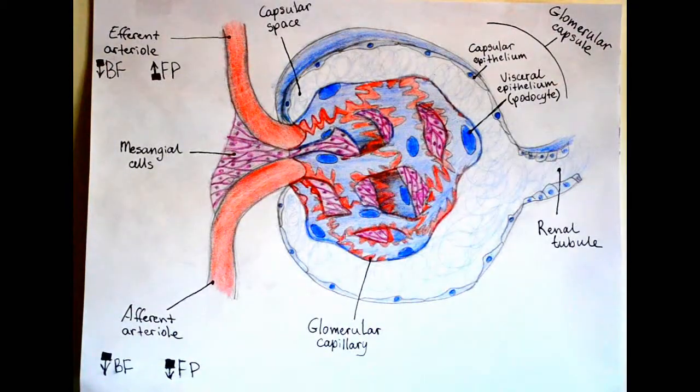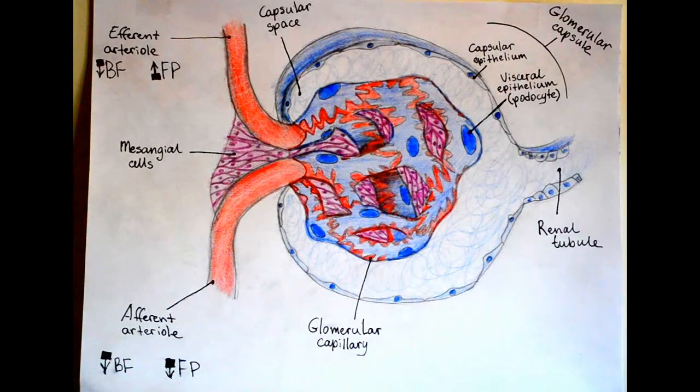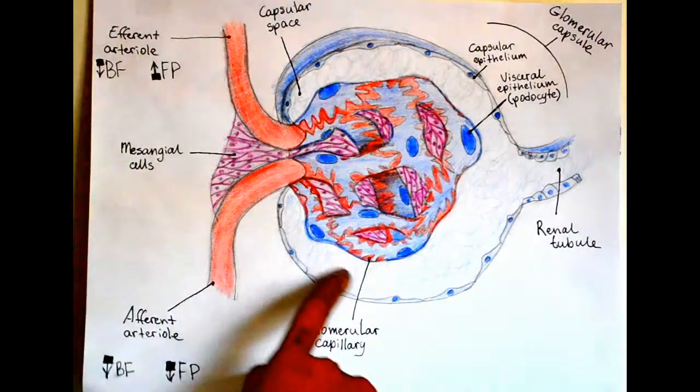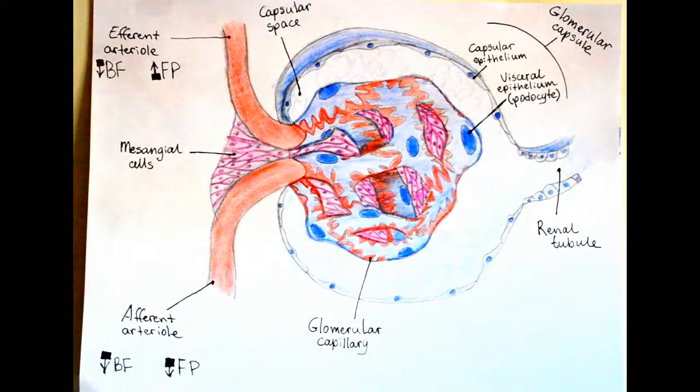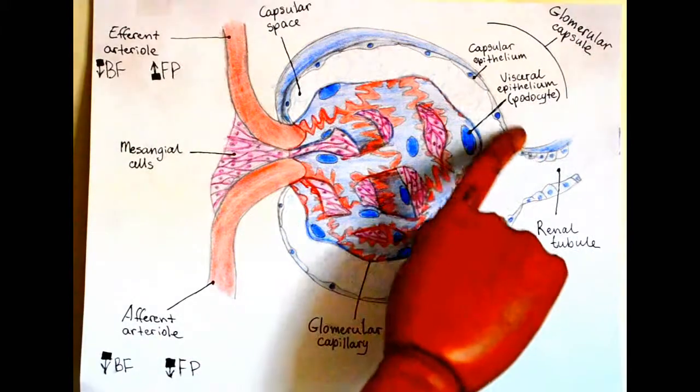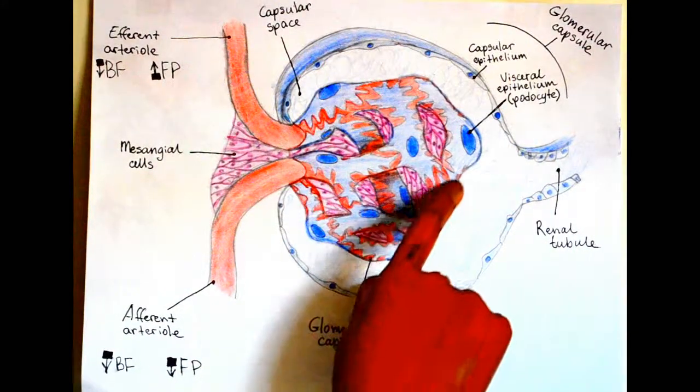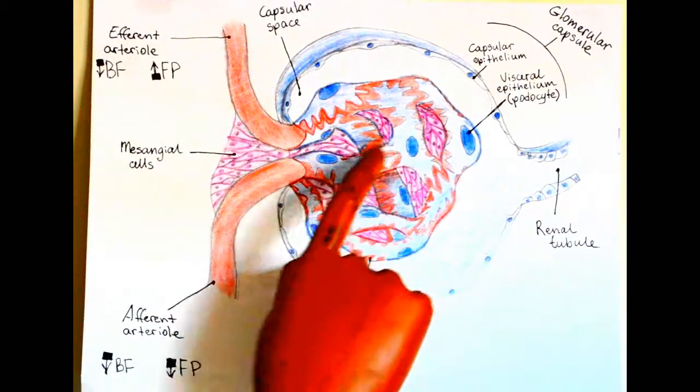Now let's talk about the Bowman's capsule. It has two layers, which are visceral epithelium and capsular epithelium. These layers are separated by the capsular space. The capsular layer is a single layer of simple squamous epithelium and does not function in filtration. The visceral layer is overlying the capillaries and composed of large cells, podocytes.